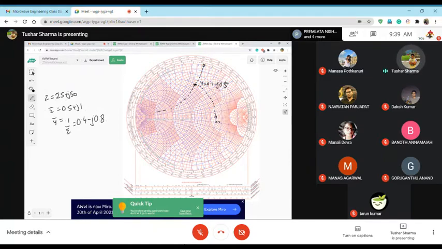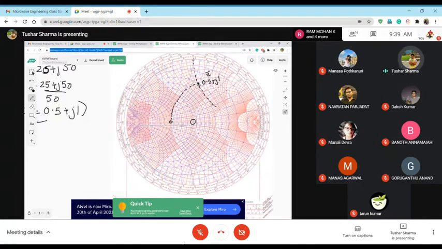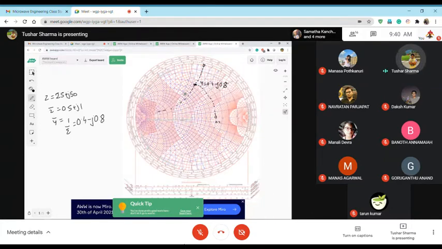Now if you compare the two, this and this, they are exactly at the same point. Earlier you were using Z circles, here you are using Y circles, but it's the same impedance. You can plot the impedance either in the Z domain or in the Y domain. Got it? Is it clear now? Yes, sir. Very good. Okay, this is the easy part. This is something anyone can do, even a high school student.